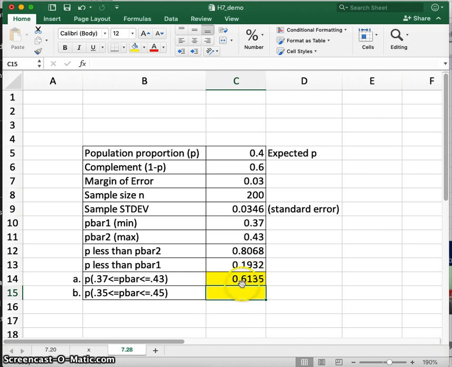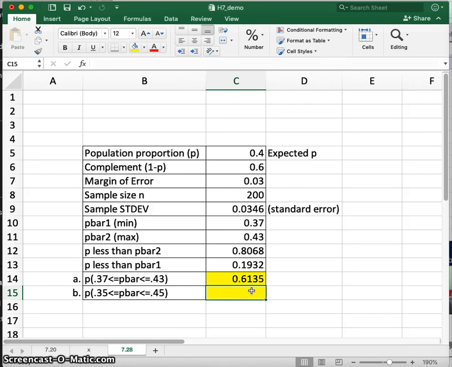Okay, so that's the answer to part A. What's the probability that the sample p-bar is between 0.37 and 0.43 if the population proportion is actually 0.4? The probability is 0.61, or 61%. Well, that's not super high.